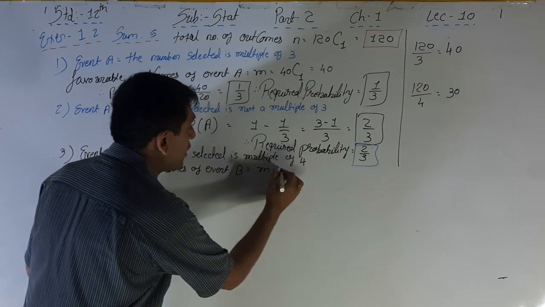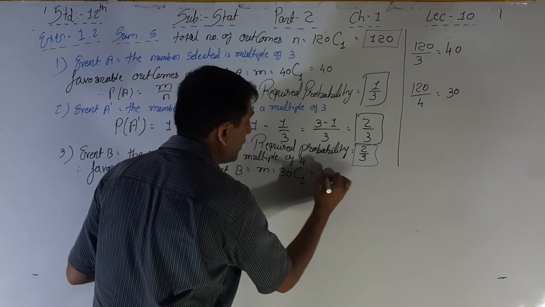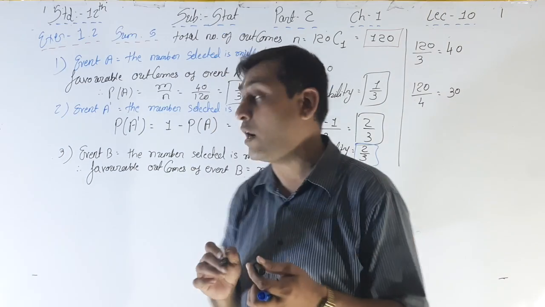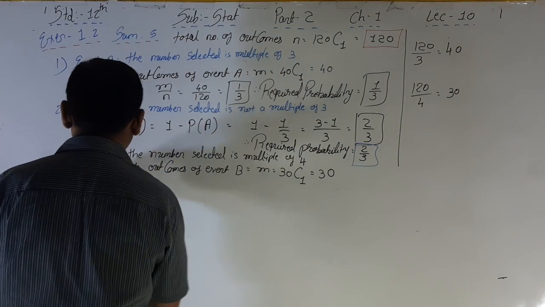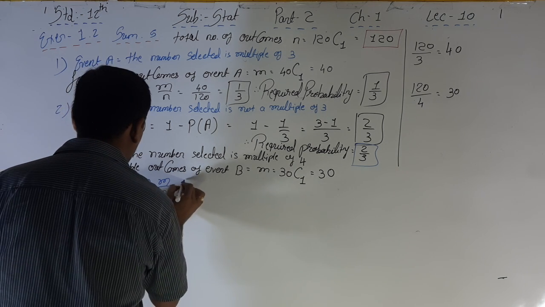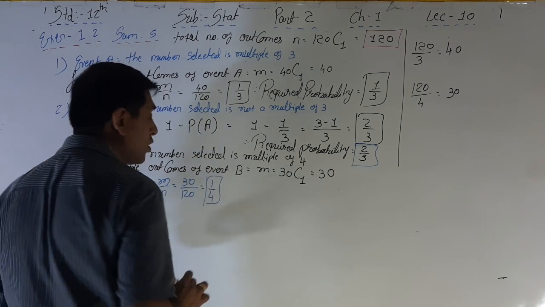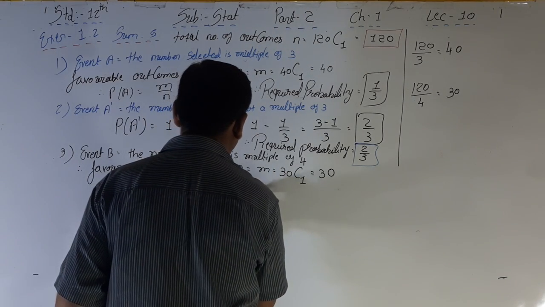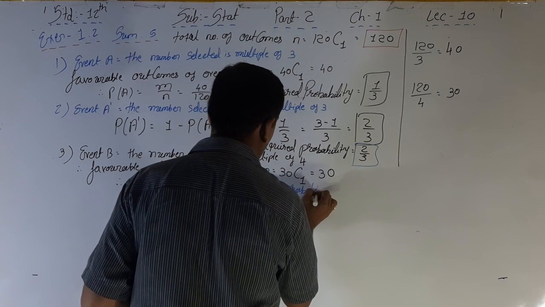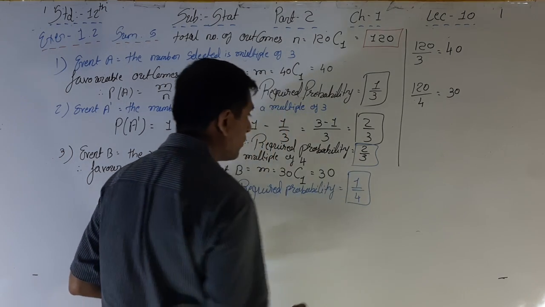So here from these 30 we have to select one, that is 30C1. NC1 is equal to N, that's why 30 is your favorable outcomes. Therefore P of B is equal to M upon N, that is 30 upon 120, and that is 1 by 4, because 30 is the common factor. So the required probability is equal to 1 by 4.